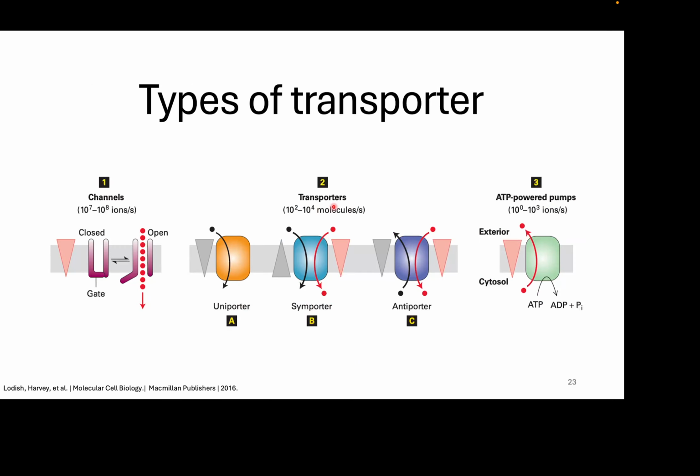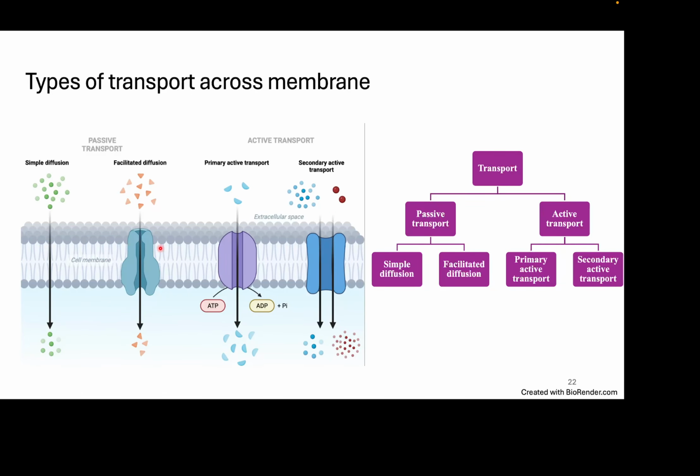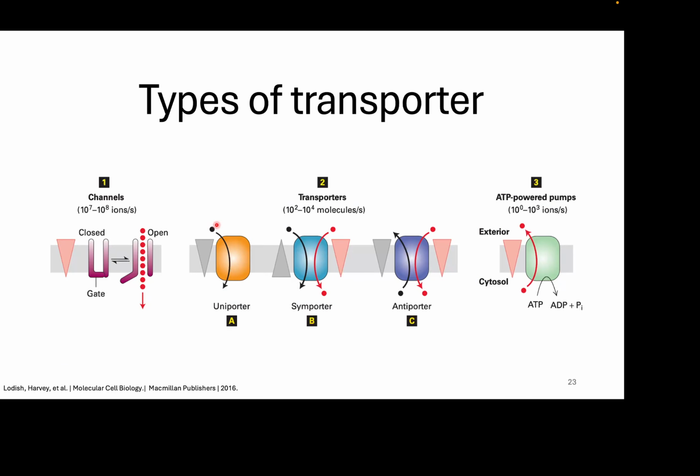Okay, so if we look at the transporters, as we have seen here, these are the different types of transportation. This is types of transporter. So the first one is the channel, that is, it transports from higher concentration to lower concentration. The rate is higher and it is gated, so it will have open and closed states.